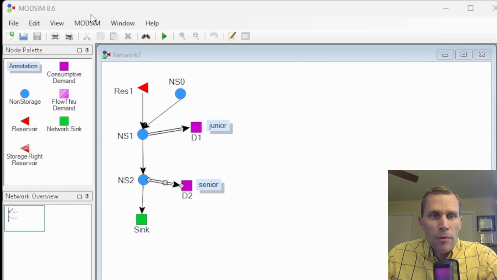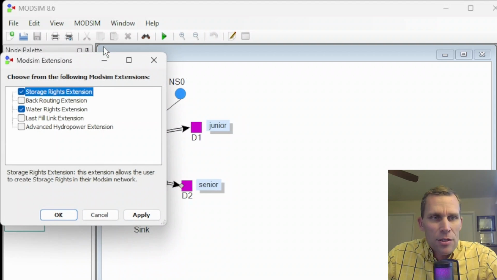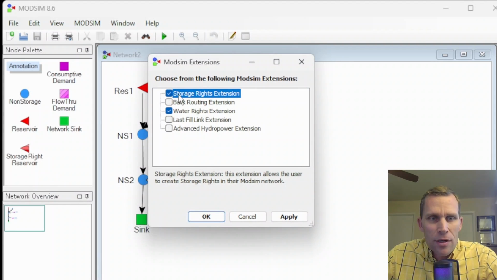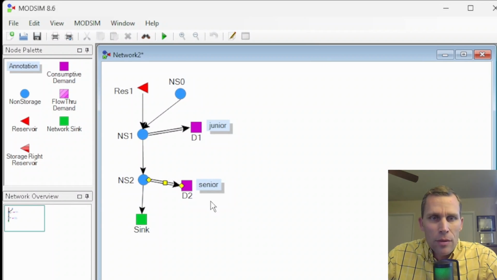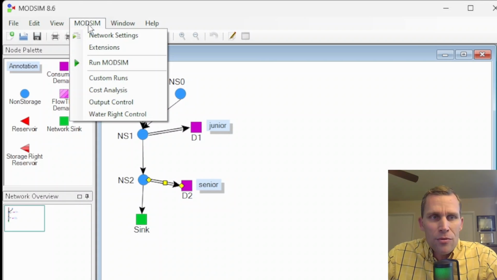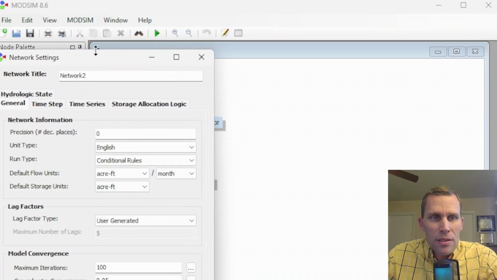All right. So before anything, we first need to toggle on the extension for storage accounts. Go up to MODSIM extensions, and I already have it turned on, but this first one here, storage right extension, check that on, click apply, and click OK. All right, then we're going to go up to MODSIM, click on the network settings.